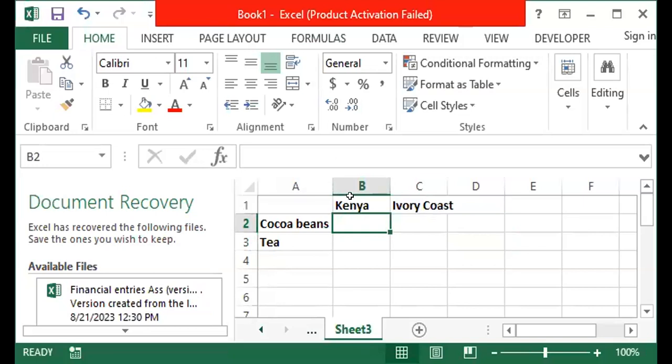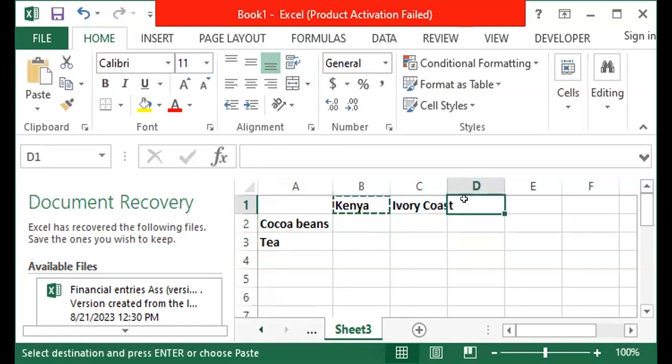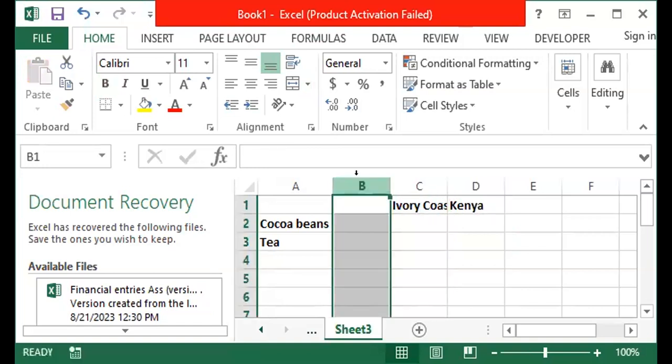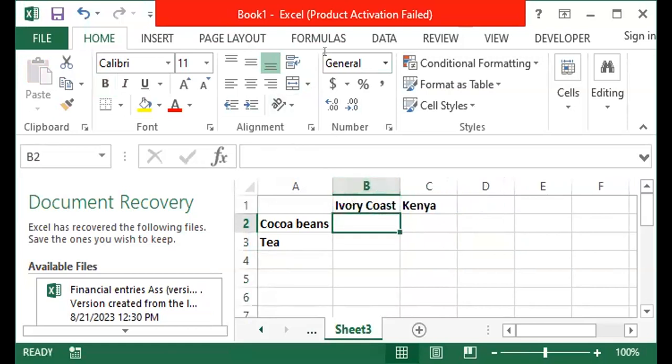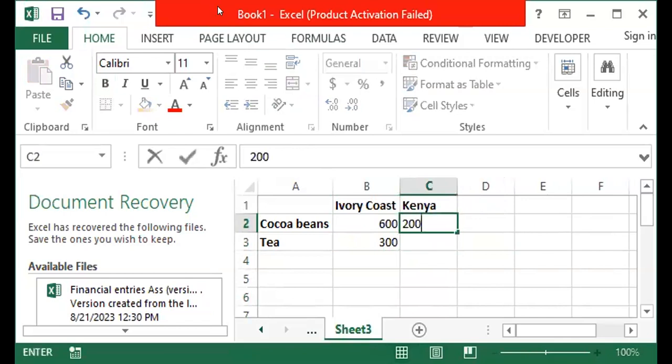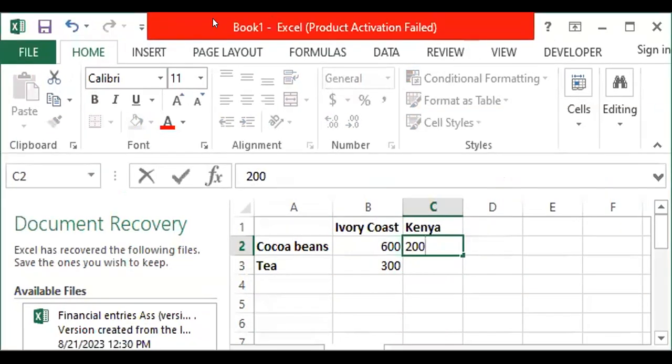Okay, so let me start with Ivory Coast here. It really doesn't matter, by the way. So Ivory Coast can produce 600 tons of cocoa, and then they can do 300 of tea. What about Kenya? Kenya does 200 of cocoa, and of tea they are doing 500, right?